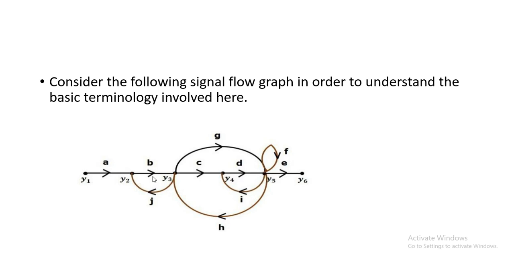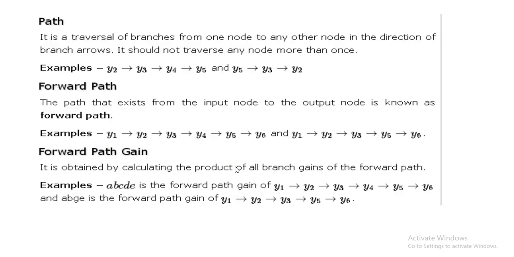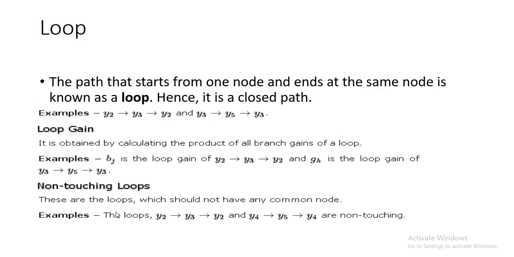So there is no direct contact between this loop and this loop, because the nodes are different and far away from each other. That's why we can say that these two loops are non-touching loops. This is very simple. Non-touching loops should not have any common node. If you see here y2, 3, 2 is there and 4, 5, 4 is there. There is no 4, 5 here, and no 2, 3 here. So there is no common node, and that's why these two loops can be called non-touching loops.